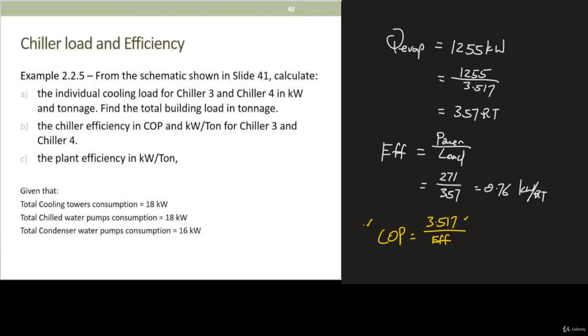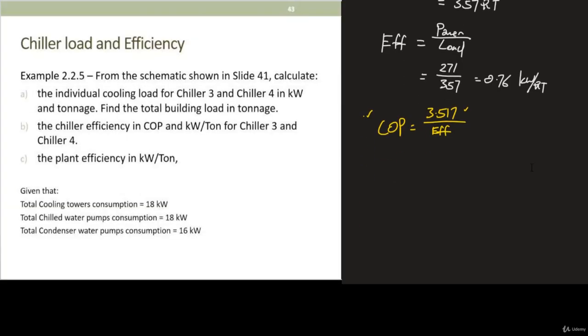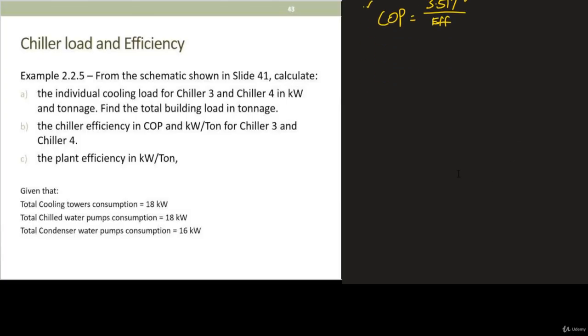With that, let's try one so-called full example, using the schematic shown on your next slide. There are three things you need to find. You need to find the cooling load for chiller 3 and chiller 4 in kilowatts as well as in tonnage. You need to find the chiller efficiency in COP as well as kilowatt per ton. And finally, your plant efficiency with all this power given. How do you find the plant efficiency?